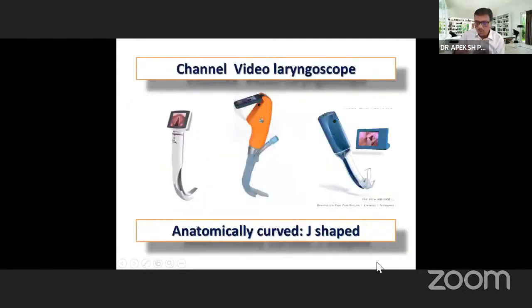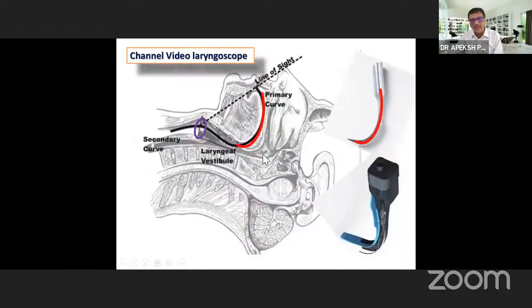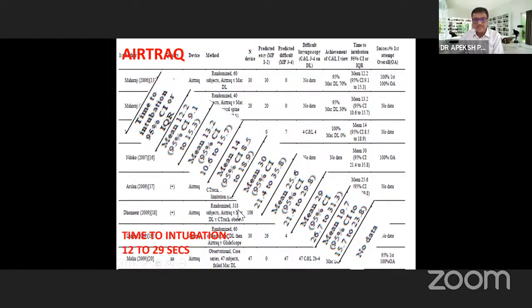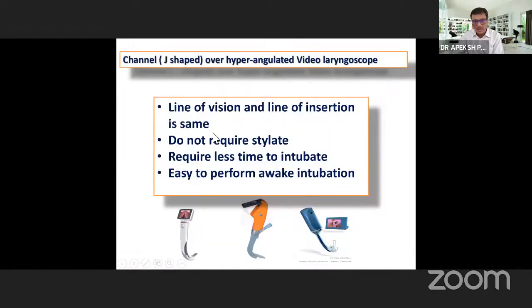To overcome that, a few companies have come out with a slot on the laryngoscope. That's called the channel video laryngoscope. With the channel video laryngoscope, the line of vision and line of insertion become one. That decreases the time to intubation, and you do not require a stylet. So the time to intubation is comparable with direct laryngoscopy. So the advantages of the channel video laryngoscope over the hyperangulated blade: it makes the line of vision and line of insertion one, does not require a stylet, requires less time to intubate, and you can perform awake intubation.